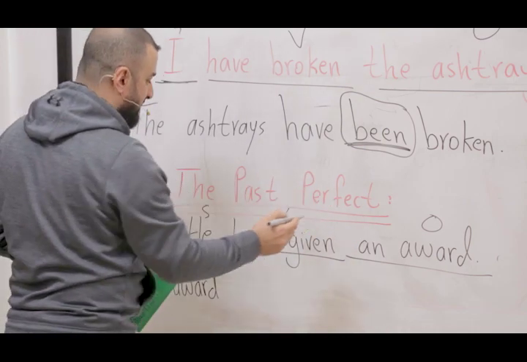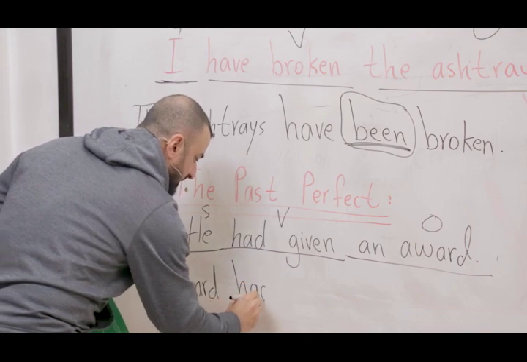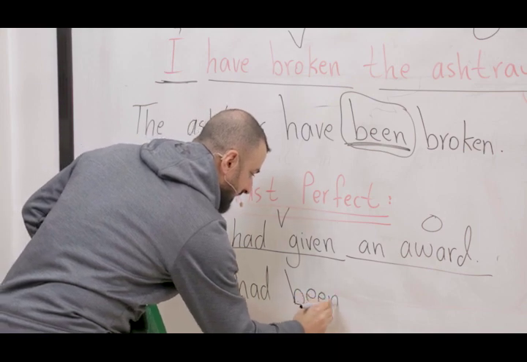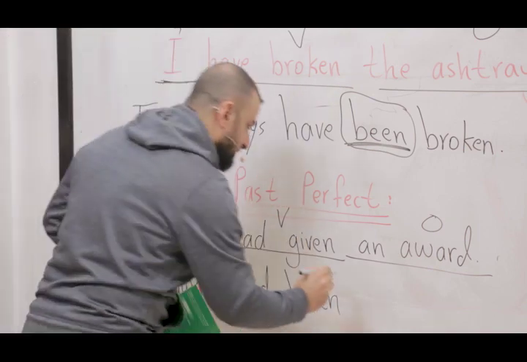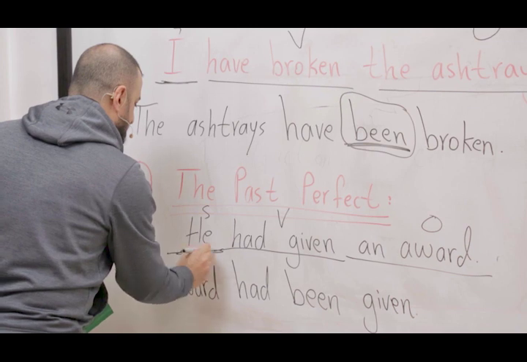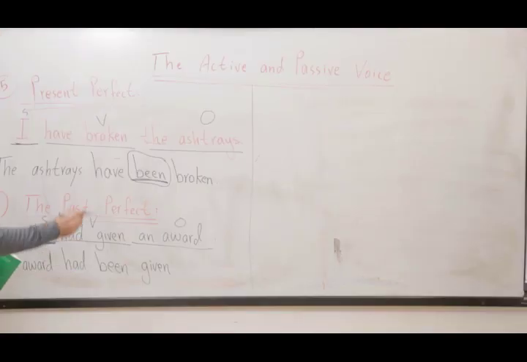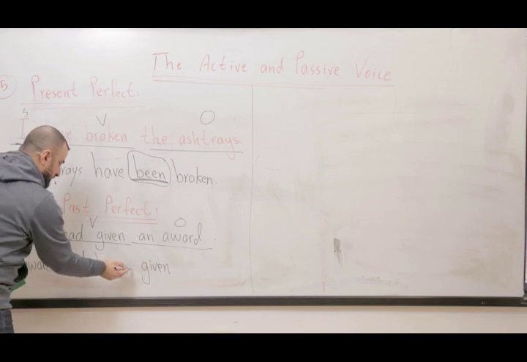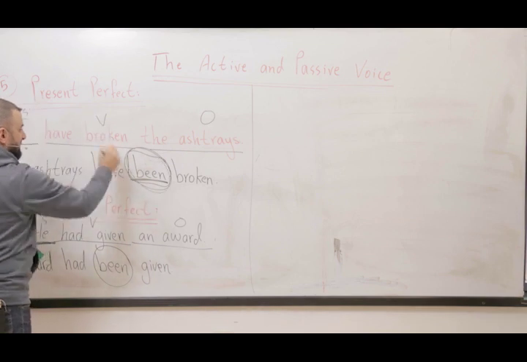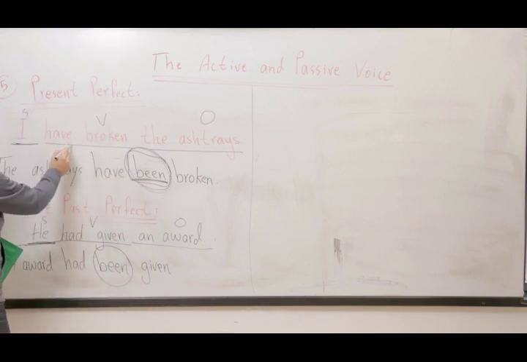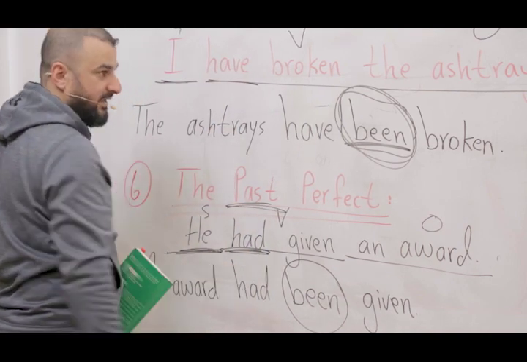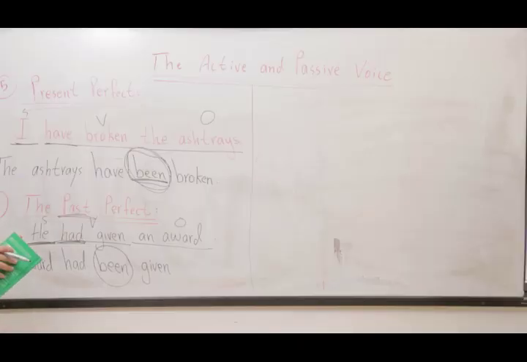In the past perfect, always you have to put had, not have or has. And you have to add been. And the part 3 of the verb, past participle, is given. And that's it. It's not necessary to add here by because it is a pronoun here. So in the present and past perfect, you have to add the word been. But in the present, you have to add have or has. But in the past perfect, you have to put had. This is about present and past perfect.